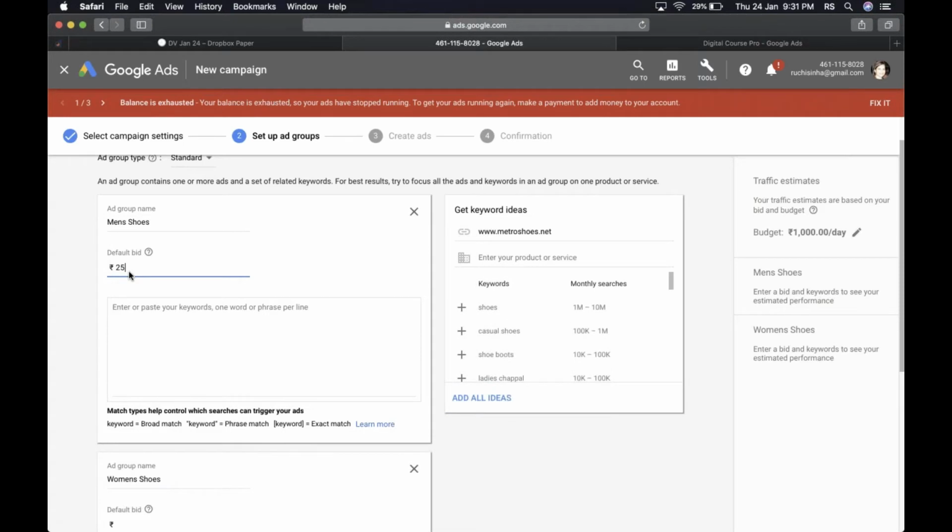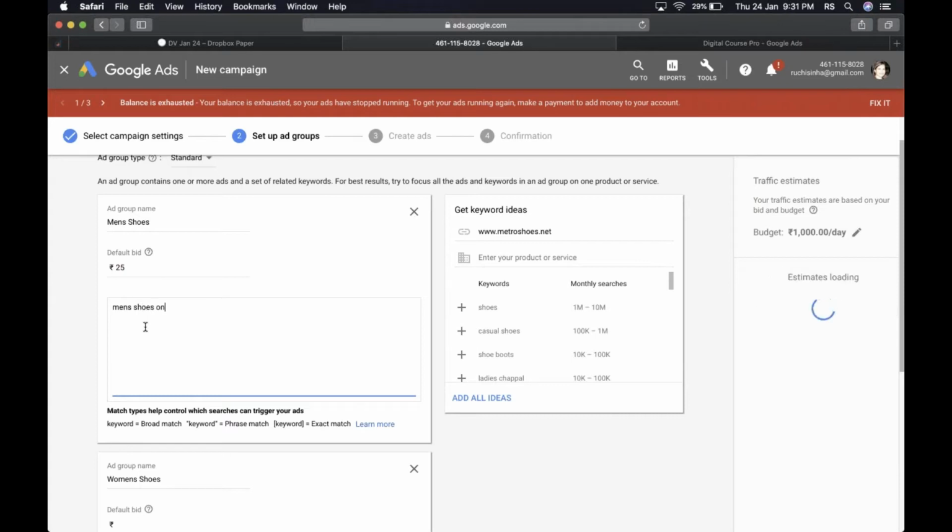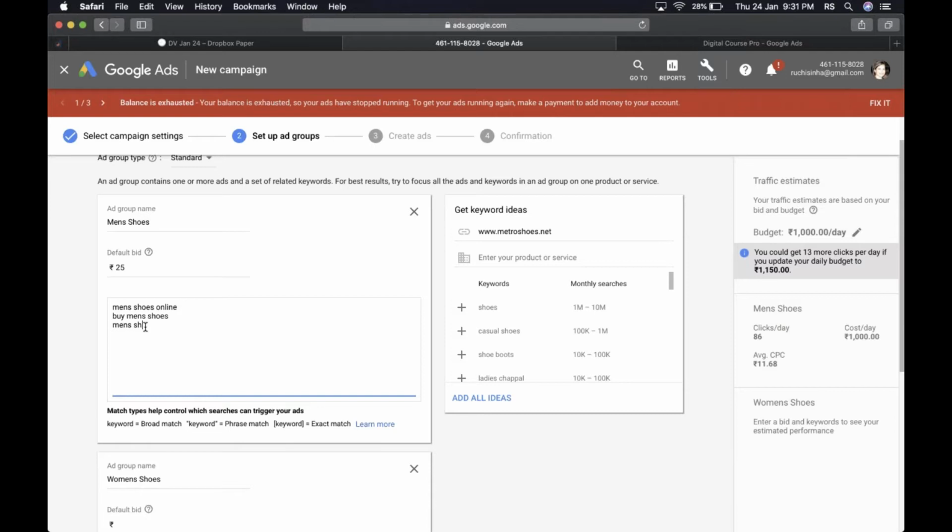Within men's shoes, I will put in a default bid. Now this bid, guys, today I'm just putting a random number. How to arrive at a bid, where is the suggestion on the bid, I will show you on Tuesday. Here I'm also creating a keyword list, whatever I can think of right now. We will see how to create a good keyword list. A lot of time we will spend on keywords next week. So as of now, we're just creating that basic framework. I'm just adding some keywords that I can think of, but we need suggestions from Google. We'll see next week. Okay.